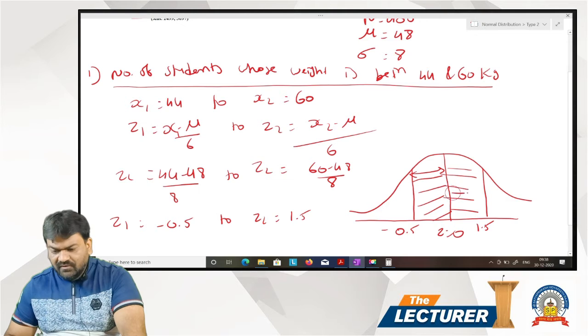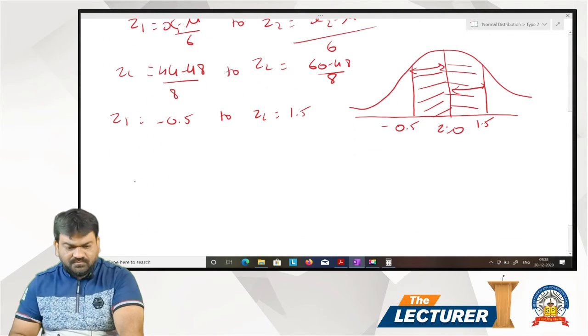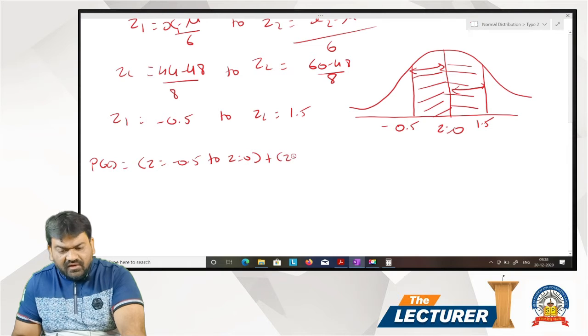Then after, 0 to 1.5, we will add the probability of these two. P of x is equal to z is equal to minus 0.5 to z is equal to 0 plus z is equal to 0 to z is equal to 1.5.